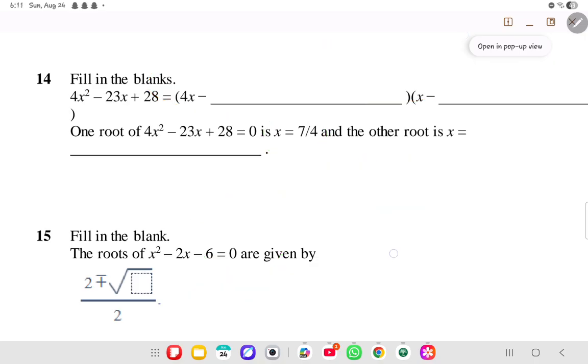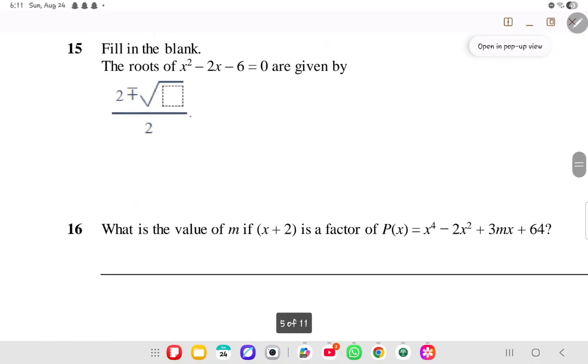That's it for question number 14. We'll move on to question number 15.